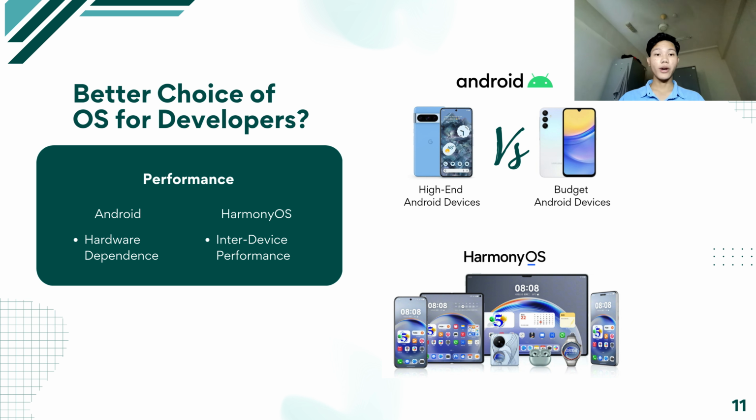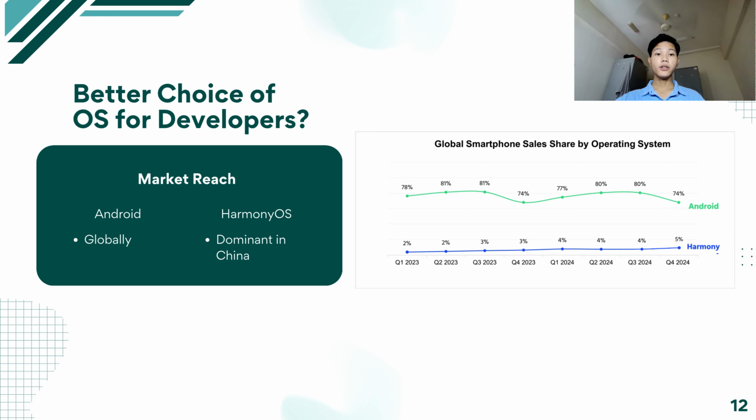But for HarmonyOS, it is inter-device performance. This means there are no problems for developers to use various types of devices during the development process. Lastly, developers should also consider the market reach for all operating systems. This is to make sure that they could develop things on demand by following the global trend.